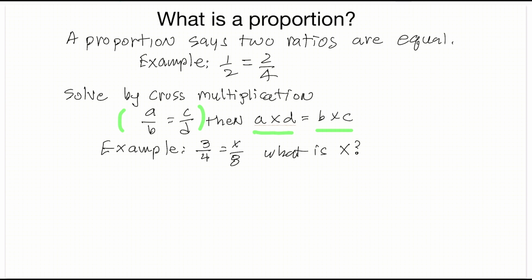So let's look at a simple example. In the example we have 3/4 is equal to X divided by 8. So now let's do our cross multiplication. We're going to get 3 times 8 is equal to 4 times X. Now we can just work that out. 3 times 8 is 24. 4 times X is 4X, divide by 4, divide by 4, and so that is 6, and that's equal to X. So there's our answer.